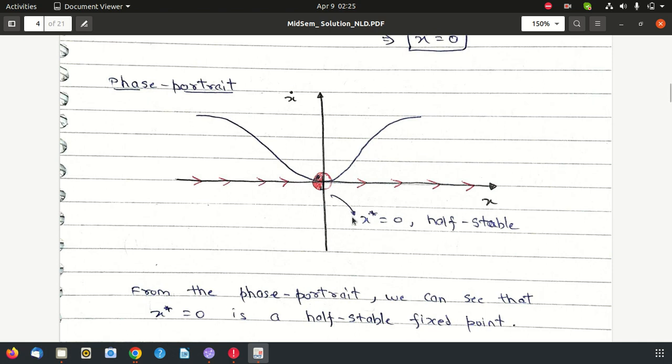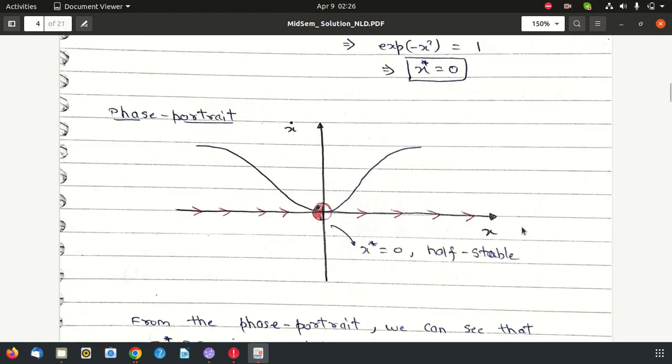On writing this stability, I gave 2 marks, and for the phase portrait you should have got this: 1 mark for showing the curve and 1 mark for showing the flow, making a total of 2.